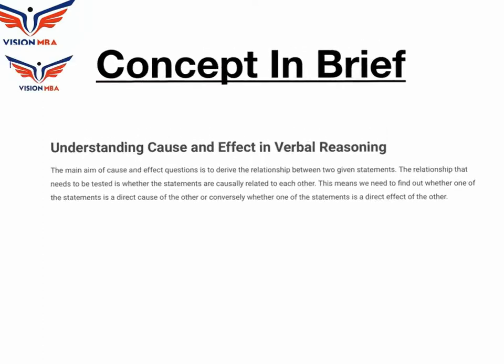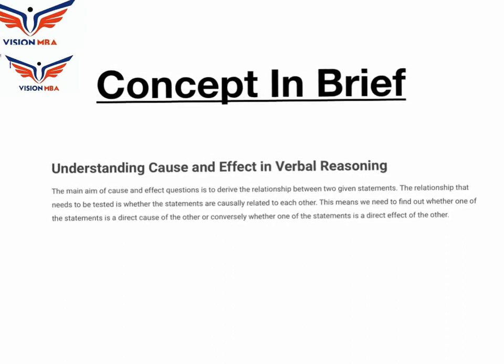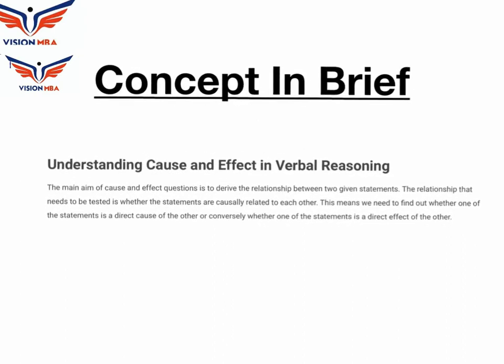Once again, let's understand the concept in brief. Understanding cause and effect in verbal reasoning. The main aim of cause and effect questions is to derive the relationship between two given statements. The relationship that needs to be tested is whether the statements are causally related to each other. This means we need to find out whether one of the statements is a direct cause of the other, or conversely, whether one of the statements is a direct effect of the other. You got it? Maybe you didn't. Don't worry, guys. When we solve the questions, you'll understand.